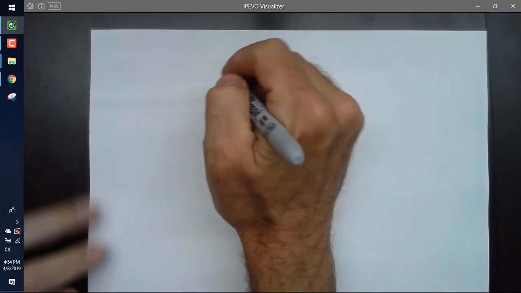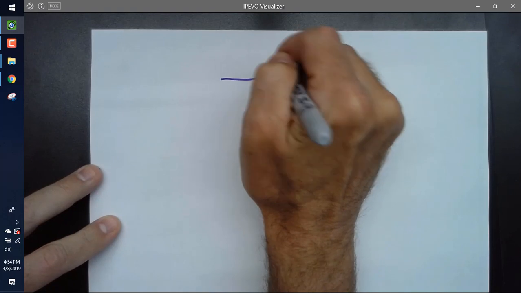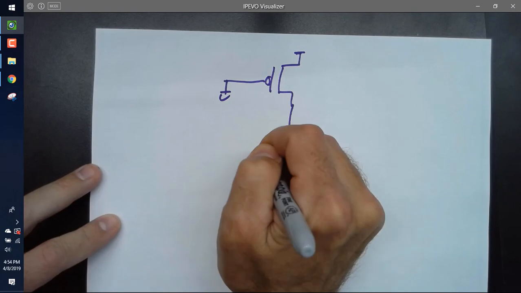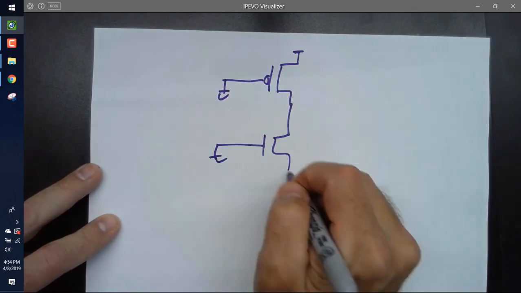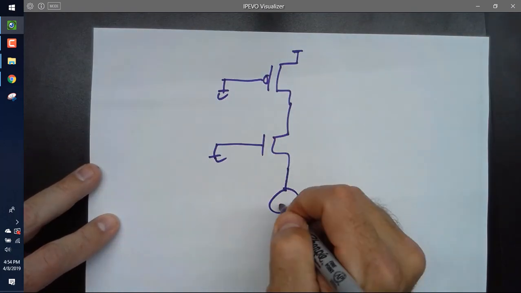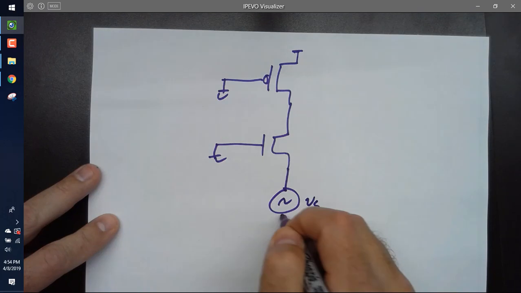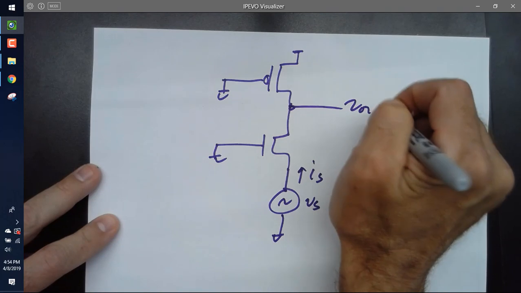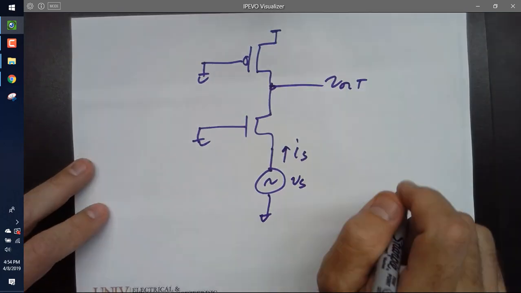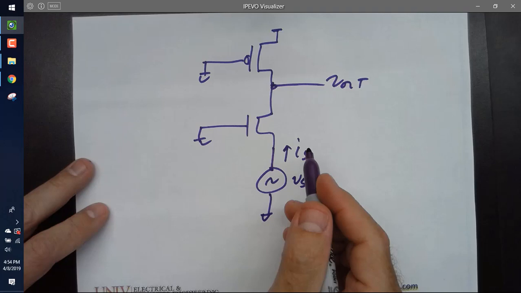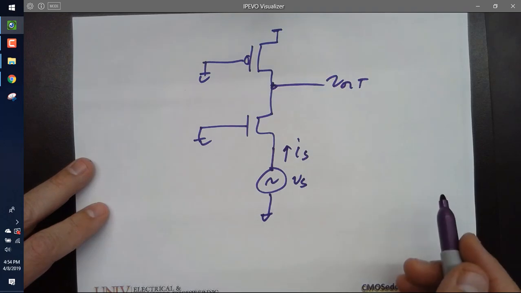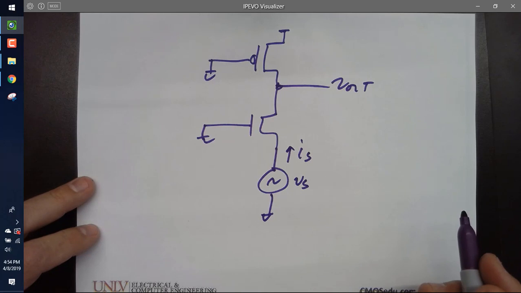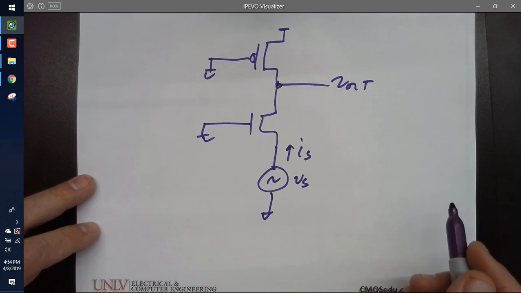You had your bias, and I'm just going to draw the AC circuit. And this was VS, and this is IS, and this was V out. And what was the problem? It was, what is the input impedance? Correct. What was the DC input current? Well, the DC current's easy, right? What was the answer? 20 microamps, DC.